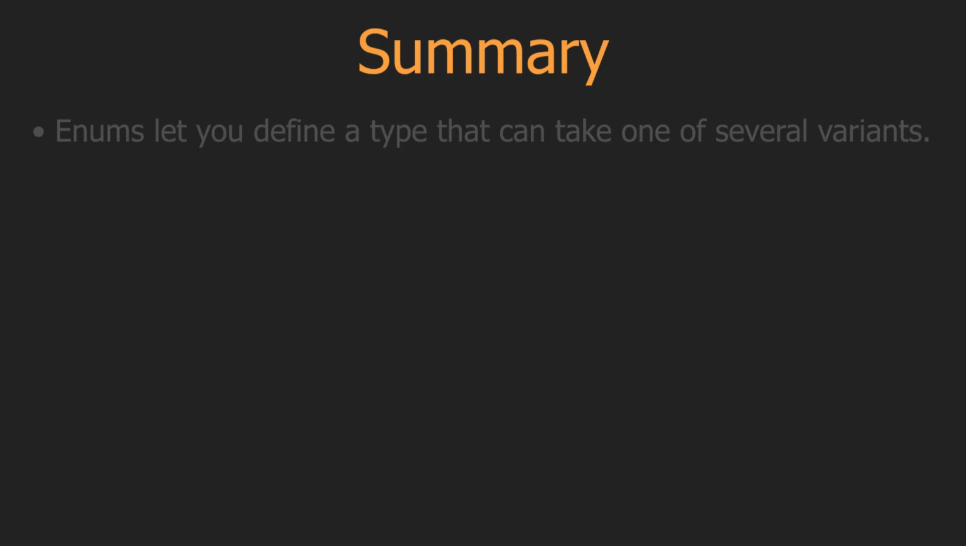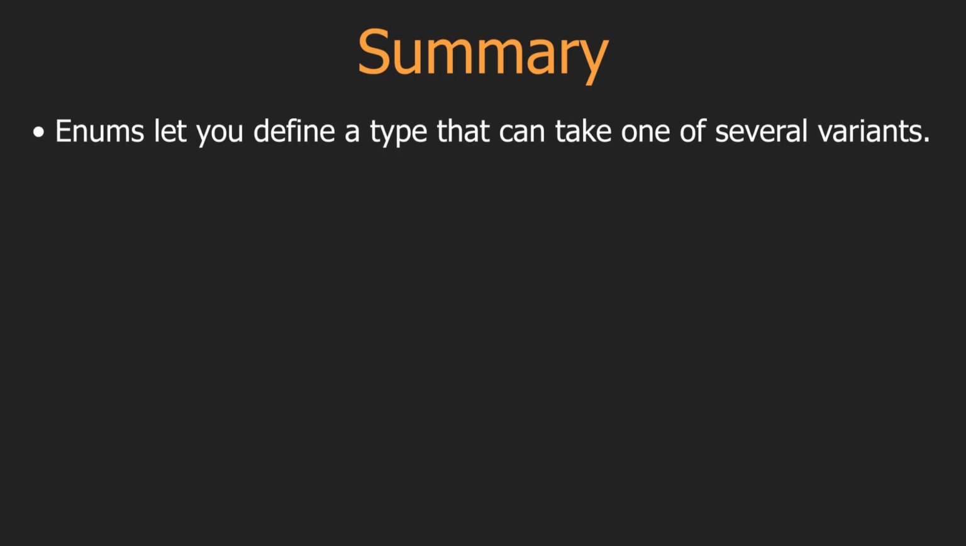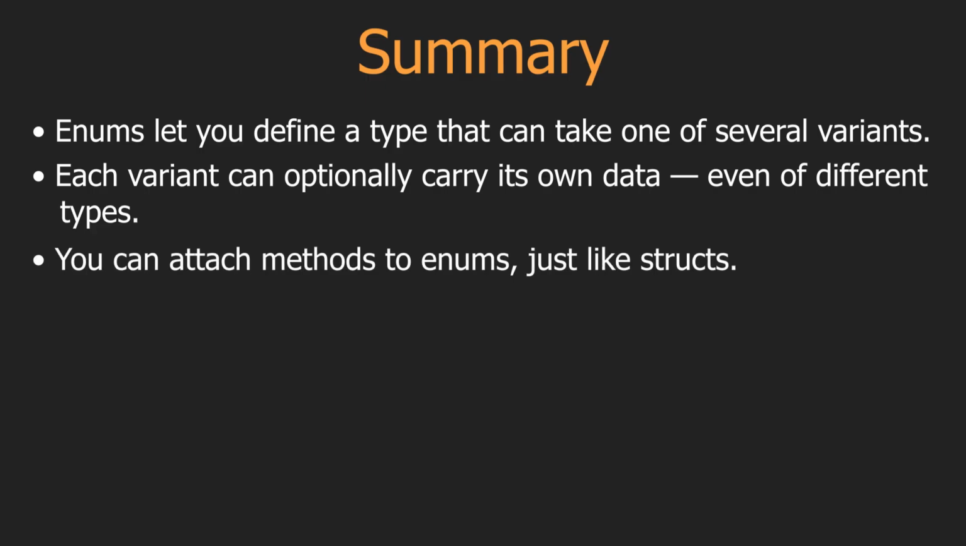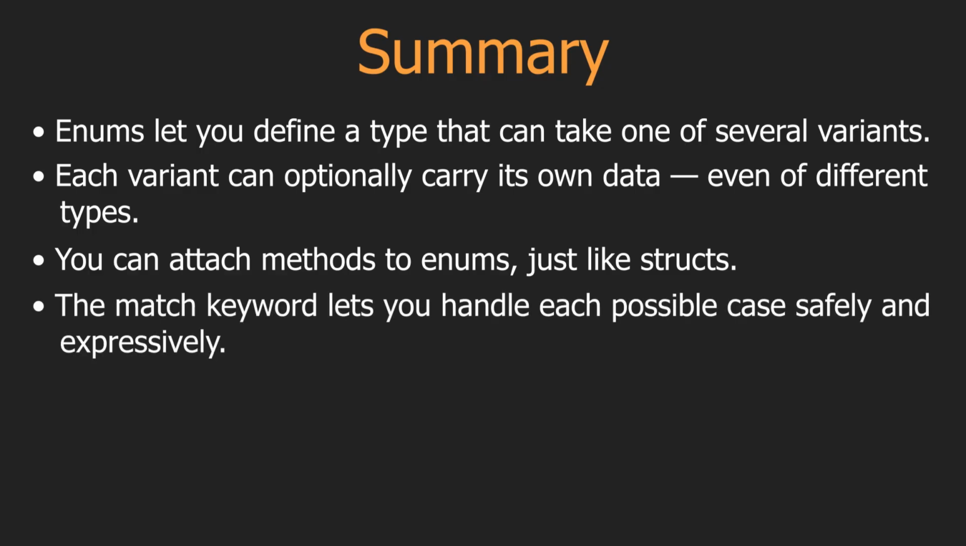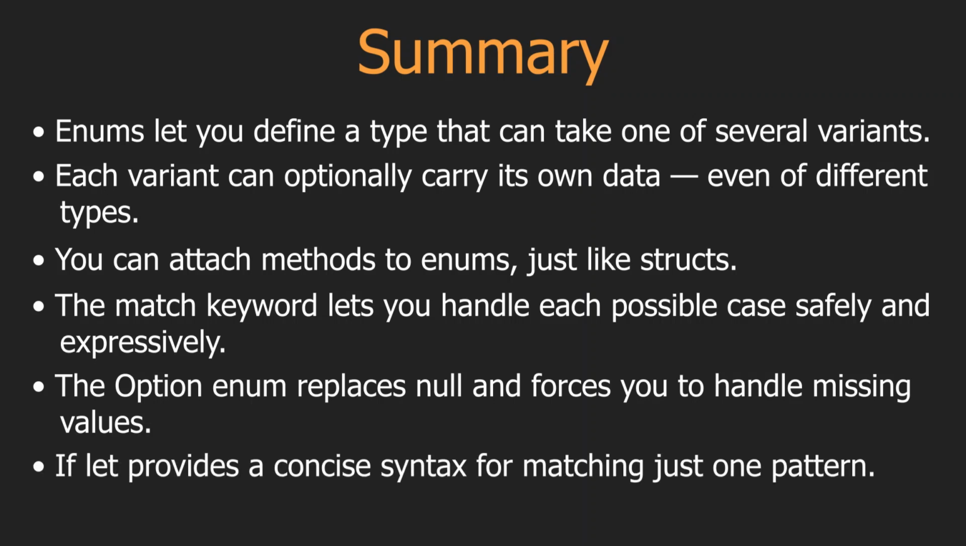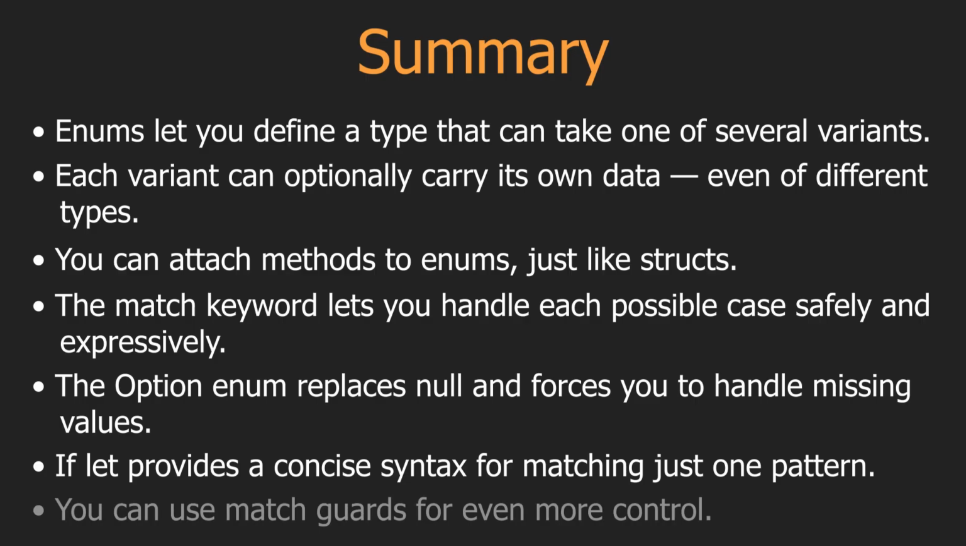So to summarize, enums let you define a type that can take one of several variants. Each variant can optionally carry its own data, even of different types. You can attach methods to enums as well, just like structs. The match keyword lets you handle each possible case safely and expressively. The Option enum replaces null and forces you to handle missing values. If-let provides a concise syntax for matching just one pattern. You can use match guards for even more control. Together, enums and pattern matching form the core of Rust's expressive, type-safe design.